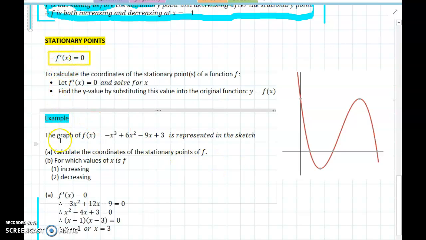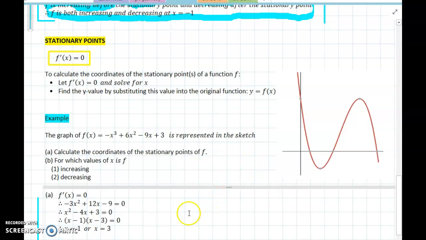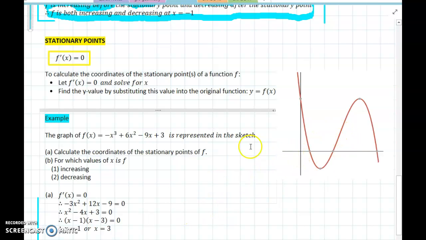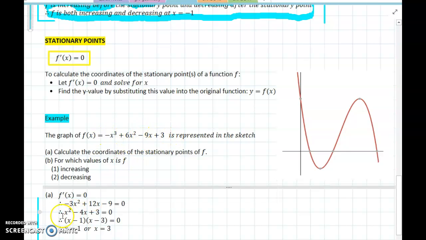So here, look at the example. Here we have the cubic function, which is represented in the sketch here. Calculate the coordinates of the stationary points of f. So let's do that first. So we know for stationary points, we're going to put the derivative of this function equal to 0. So let's find the derivative using our rules. So it's minus 3x squared plus 12x minus 9. If I apply my rules for differentiation here, that's a constant, so it's 0. So to find the stationary points, you put the gradient function equal to 0.